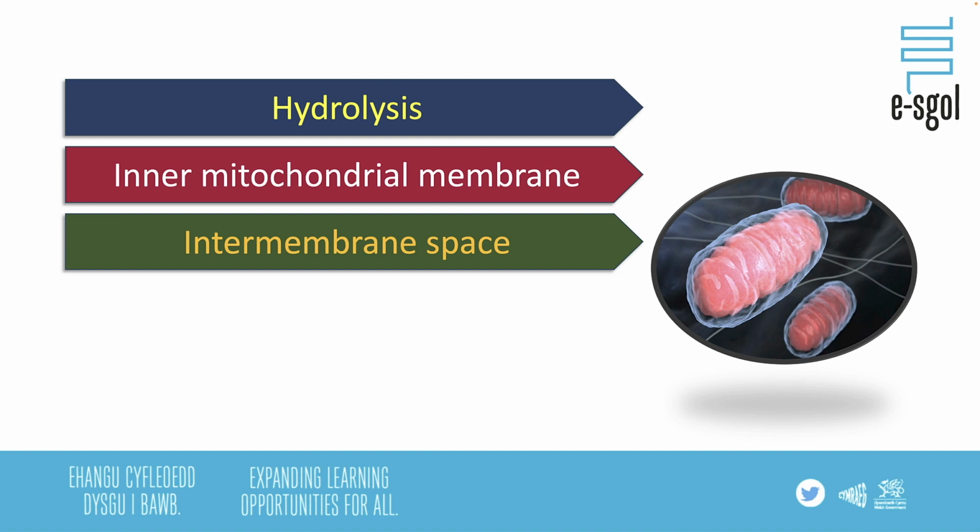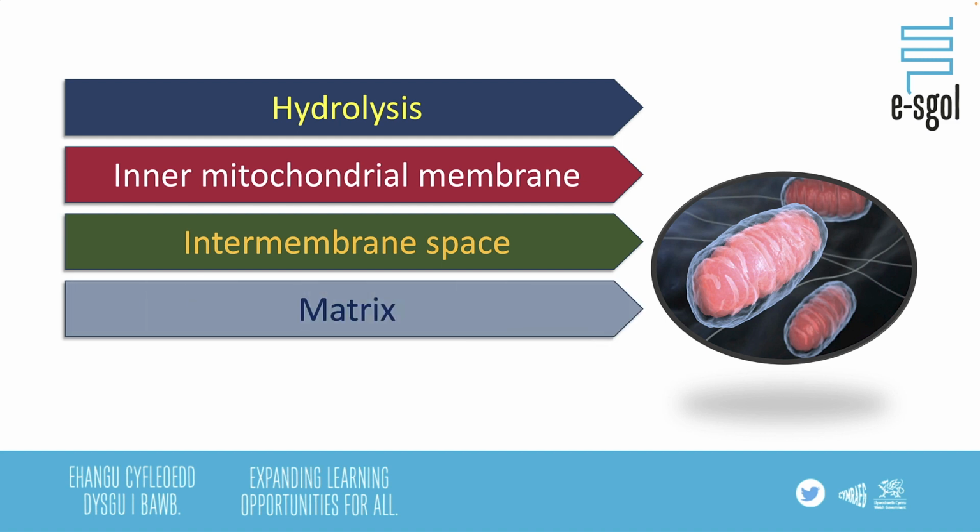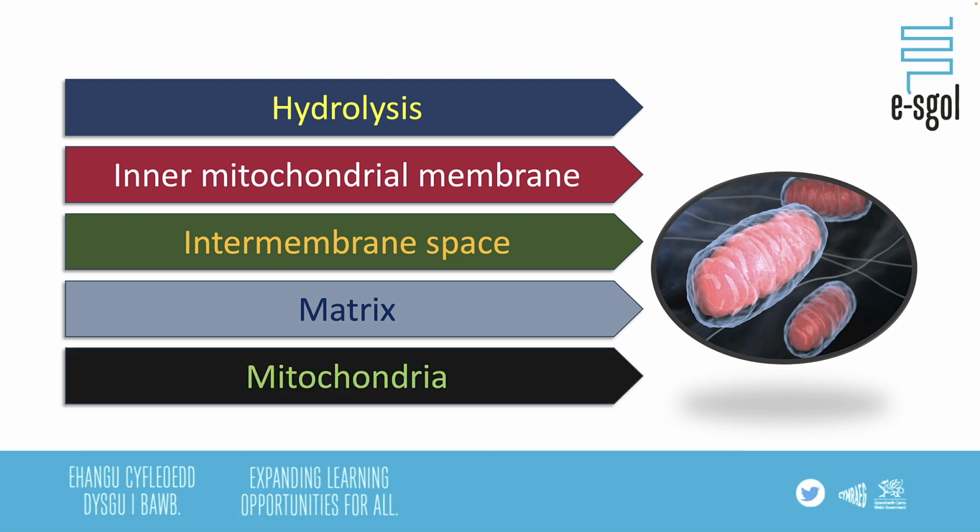Protons flow out of the intermembrane space across the inner membrane. The matrix is a fluid-filled space within the inner membrane of the mitochondria, which contains mitochondrial DNA and the enzymes needed for aerobic respiration. Protons flow across the inner membrane into the matrix. The mitochondrion is an organelle which is the site of aerobic respiration.